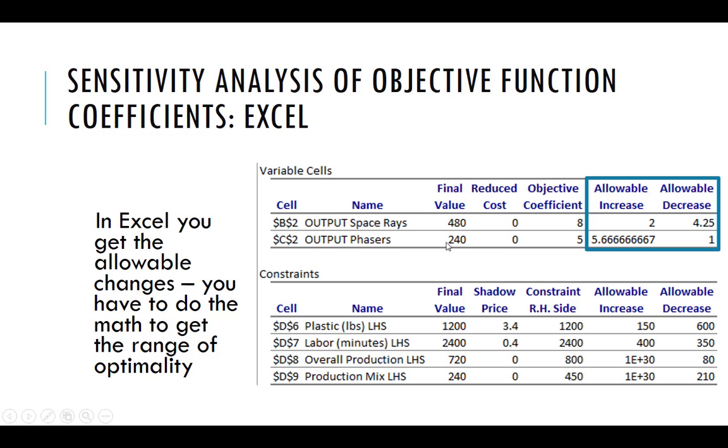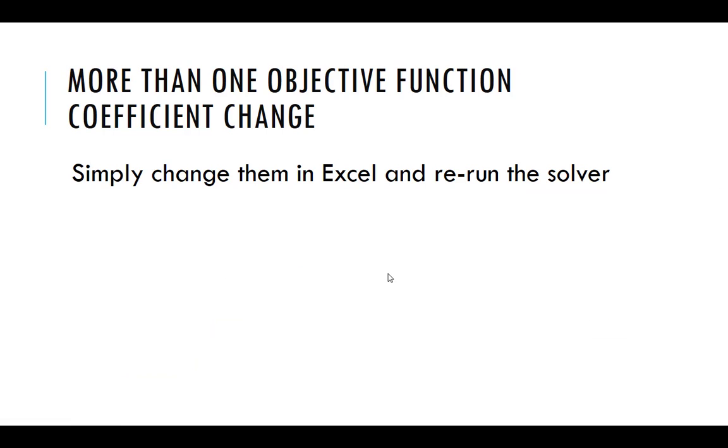For phasors, we start at 5. It could go up a lot higher, up 10 and 2/3, and we wouldn't change our allocation of what we're doing. It could only go down to $4. If it goes outside that range, we have to resolve it to see what the new solution point is going to be.